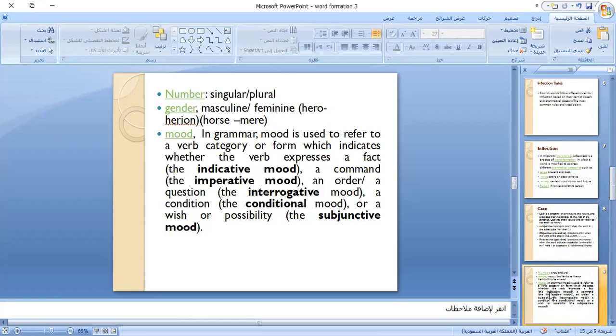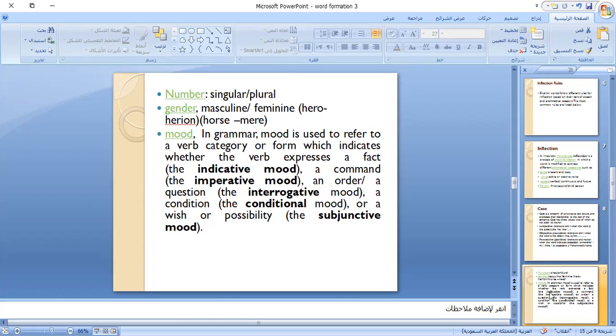Also, number is one of the cases for nouns and pronouns. When we say number, it means singular and plural. I say boy and boys, and they and them. You see? So, gender, masculine or feminine. I say hero, heroine, and horse, mare, and lion, lioness, and man, woman. So this is a case.